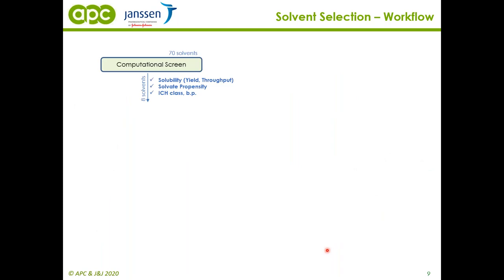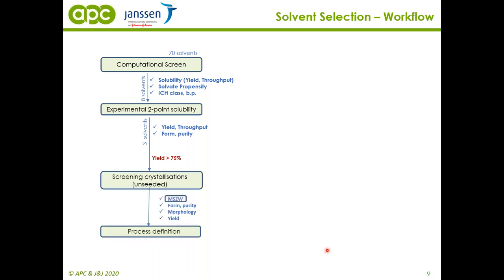So just to give you maybe a bit more detail. Starting with the computational screen, we select based on solubility and solvent class, and maybe the chance to form solvates, we select eight solvents. Then we go forward with two-point solubility. And here I want to say, if the solubility data shows that it's possible to get the yield higher than 75%, in this case, we proceed with the screening crystallizations, which are cooling crystallizations. And usually we do it unseeded.